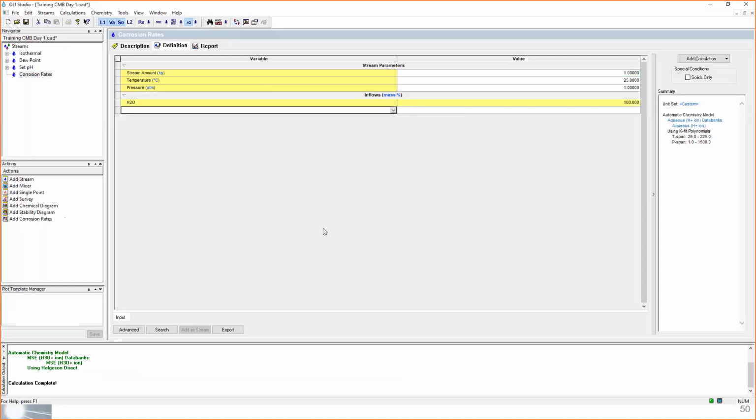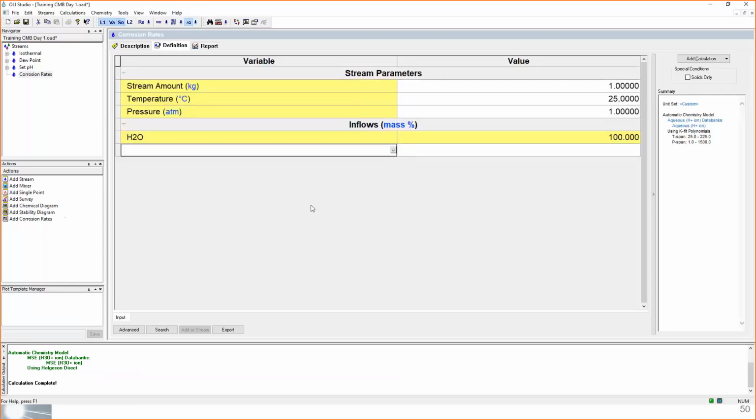You'll see here, again, the inflows has changed to mass. My stream amount now is kilograms rather than moles, but my temperature and pressure stay the same. Now for inflows, I'm going to add the following chemistry. I'm going to say I have water in my system, but this will be calculated, so I don't need to worry about the amount of water there. I need to add my sodium chloride solution.